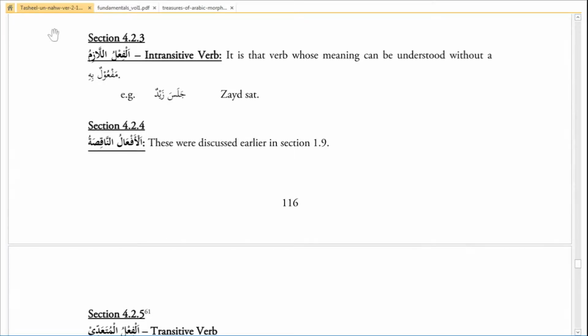Bismillah ir-Rahman ir-Rahim. Lesson 23. In this lesson, we will be learning فعل لازم, the intransitive verb. What is فعل لازم?